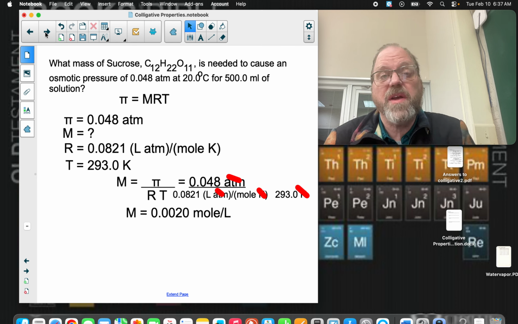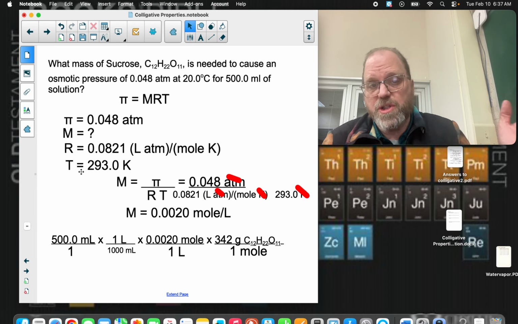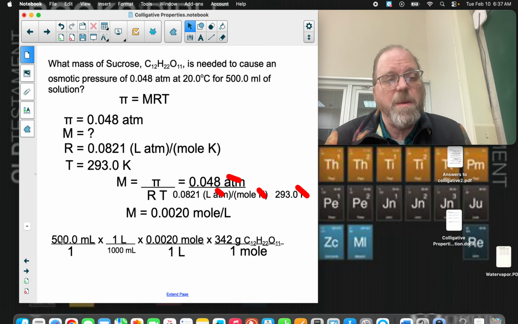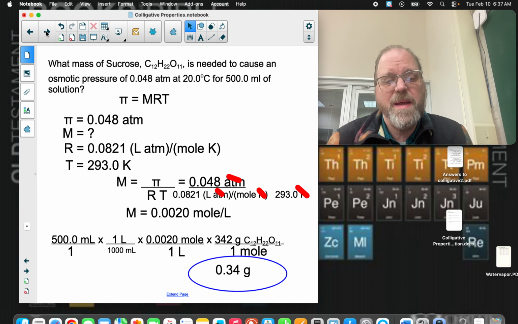Now we never start with the concentrations, so we're going to start with the volume. I'm just going to show you the entire work here. 500.0 milliliters, 1,000 milliliters is a liter. 1 liter is my moles, and there is a mass. Multiply through, we get 0.34 grams of ethylene glycol.